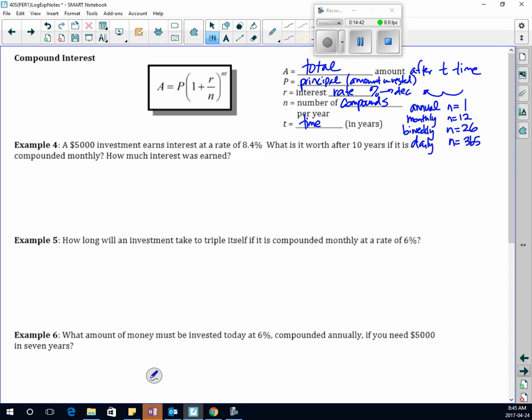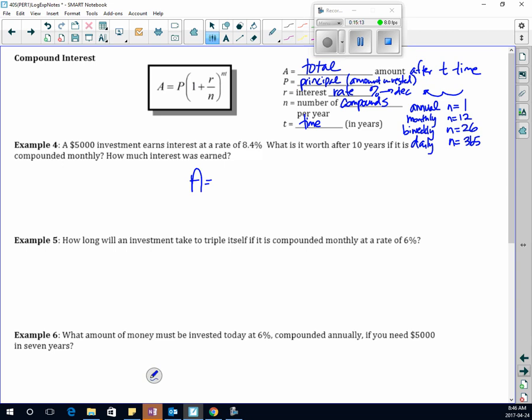So if they give you the time in months, you need to convert it to years. Okay. So a $5,000 investment earns interest at a rate of 8.4%. What is it worth after 10 years if it's compounded monthly? How much interest was earned? So watch, when you figure out A, that's the total amount. That's the amount with the interest, right? So does everybody see we're trying to find A?